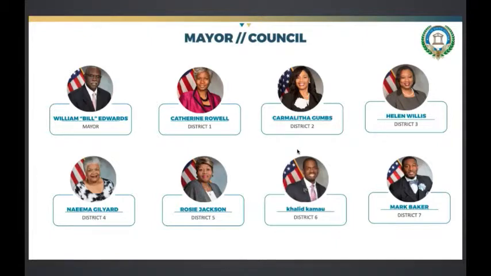And so I think with that said, it is important to highlight our governance structure and those dynamic 8 leaders who actually lead our regional governance, our oversight, our policy development, and our legislative activities. We are a council manager form of government, and we are led by the Honorable Mayor William Bill Edwards, who is our at-large elected official.